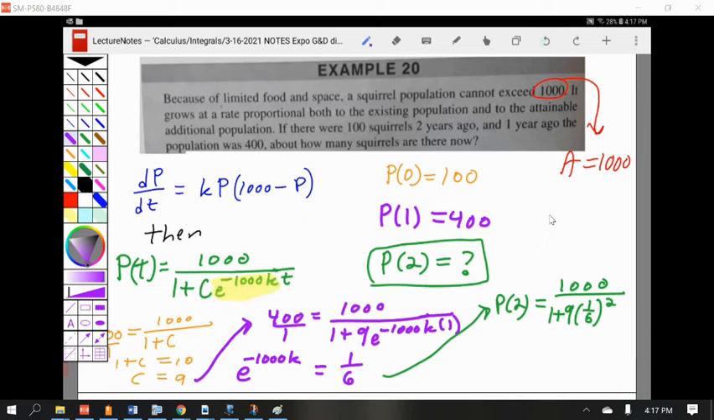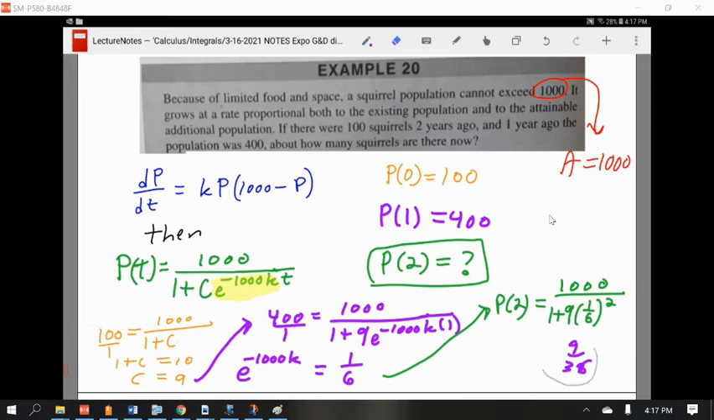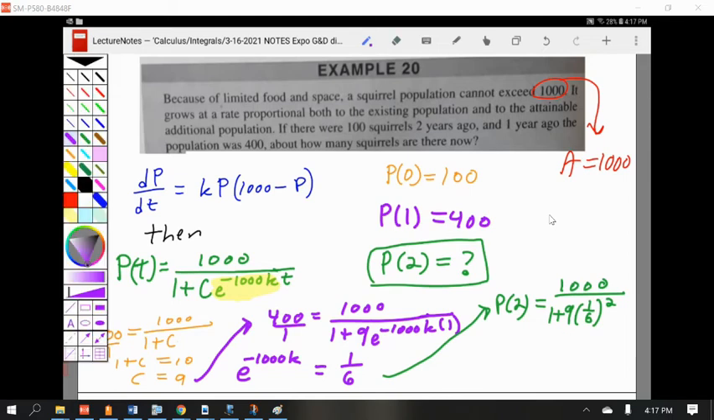Okay, so I can do this even without a calculator. What is 1/6 squared? That's 1/36. What's 1/36 times 9? Well, that would be 9/36. What's 9 over 36? 9 over 36 is 1/4. What's 1/4 plus 1? 1/4 plus 1 is 5/4. What's 1,000 divided by 5/4? Well, that would be the same thing as 1,000 times 4/5. And 5 would go into 1,000 200 times, and 200 times the 4 is 800 squirrels.